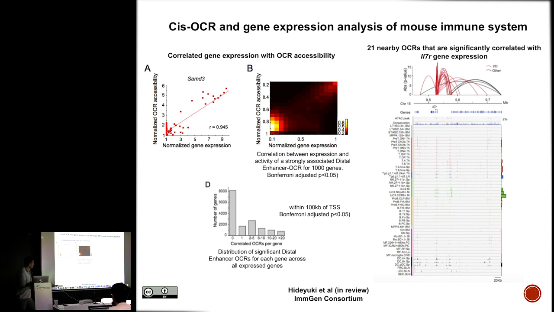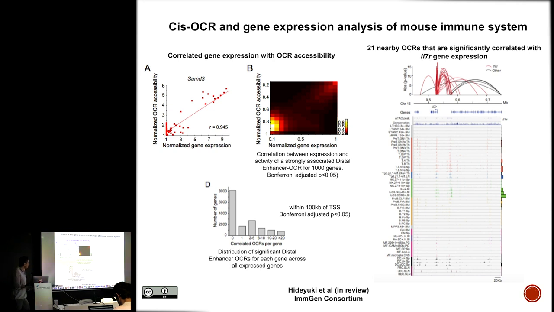the entire data set. In the inverse, you can take correlations between expression and the activity of strongly associated distal OCRs for 1,000 genes. Right? So you can take a gene-centric or a regulatory element-centric approach to start to build these links between open chromatin regions and the genes that they can potentially regulate.